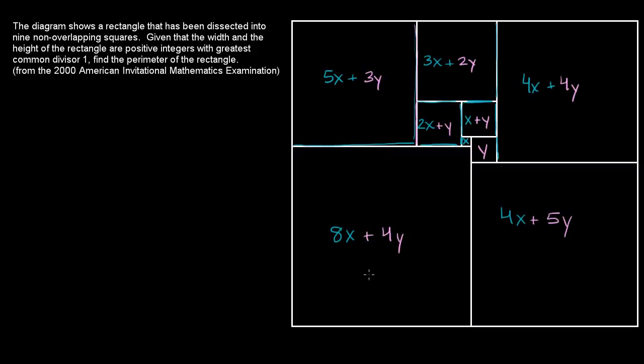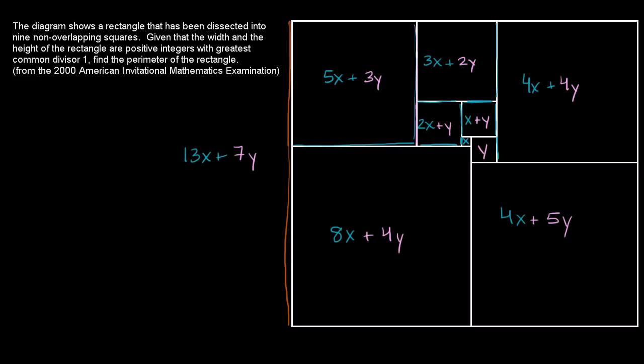And then if we think about the dimensions of the perimeter of this actual rectangle over here, if we think about its height, right over there, it's going to be 5x plus 3y plus 8x plus 4y. So 5 plus 8 is 13. So it's 13x plus 3 plus 4 is 7y. Plus 7y. So that's its height.